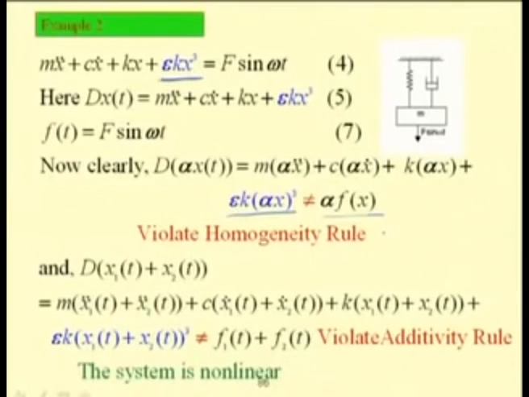Nonlinear and linear systems can be differentiated by using the superposition rule. A linear system obeys the superposition rule, and we have seen with this example that for the nonlinear system the superposition rule is violated. So one can distinguish a nonlinear system by applying the superposition rule to its differential equation of motion. Next class we will see the different phenomena associated with nonlinear systems.